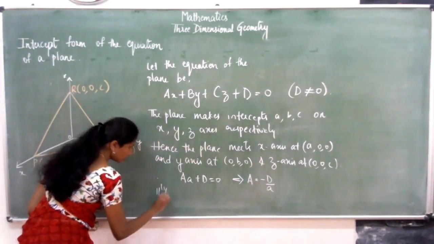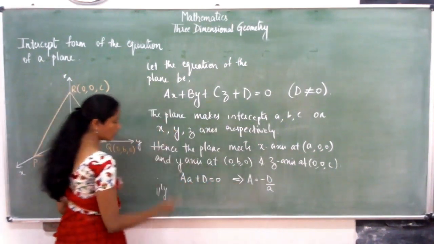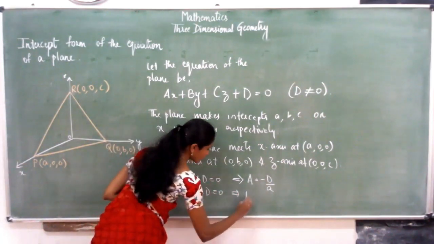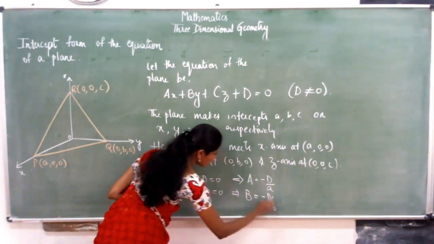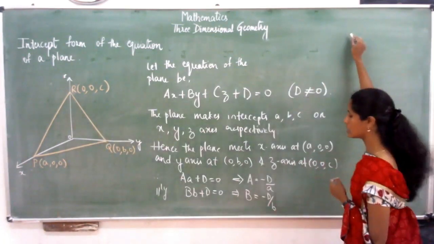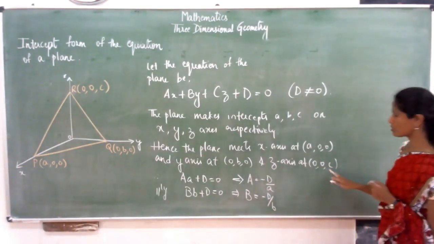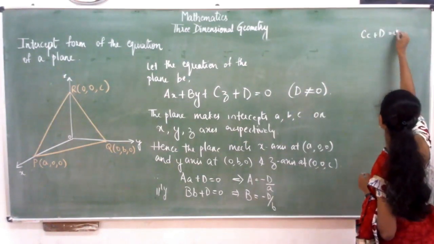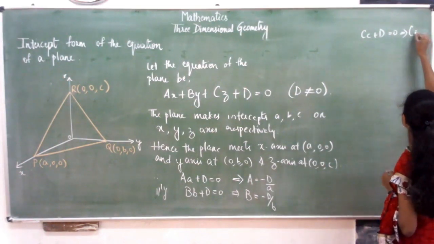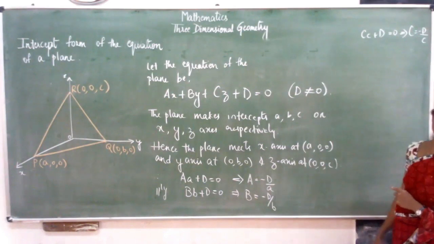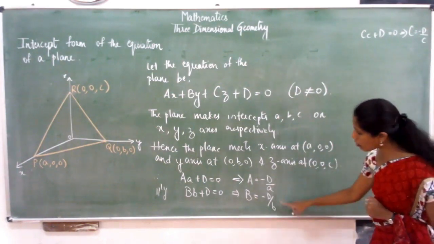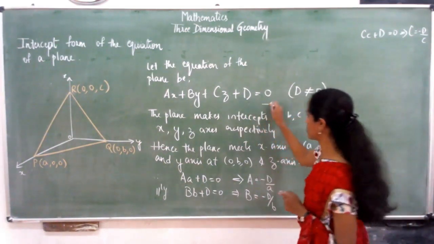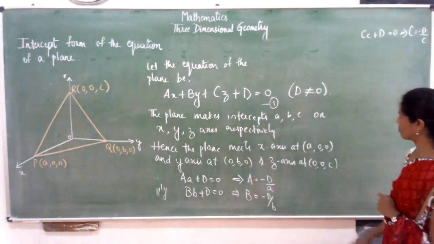Similarly, when I substitute 0 comma b comma 0, I'll get b into b plus b is equal to 0. Therefore, I get b is equal to minus b by b. And similarly, when I substitute 0 comma 0 comma c, I get this as c into c plus b is equal to 0, which implies c is equal to minus b by c. Okay, now I am going to substitute all these values, that is capital A, B and C, in the equation of the plane, in this equation. So I call this equation as 1, in equation number 1.